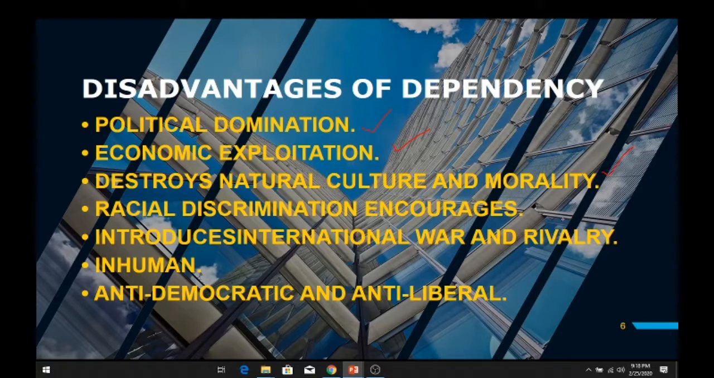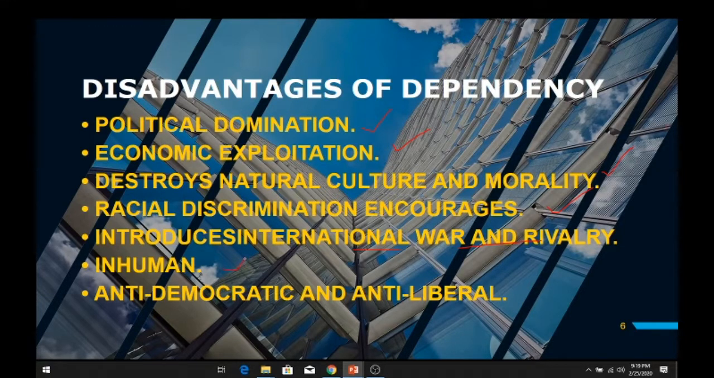It promotes racial discrimination, and it introduces international war and rivalry. It is common that when weaker nations don't get their proper share, they will fight for it. A great example is World War II, when Germany felt that it was being used and exploited. It went to war, and there were huge catastrophic consequences for all.